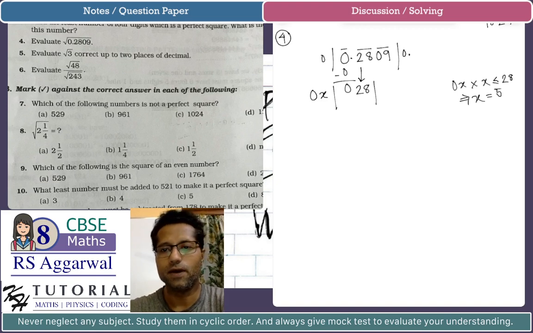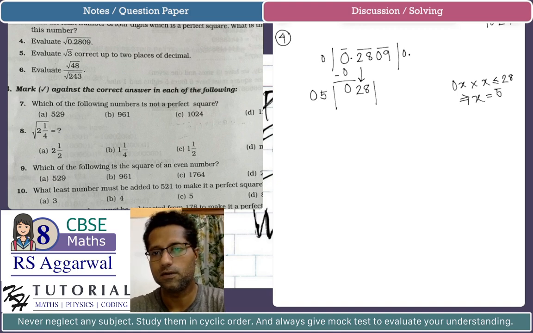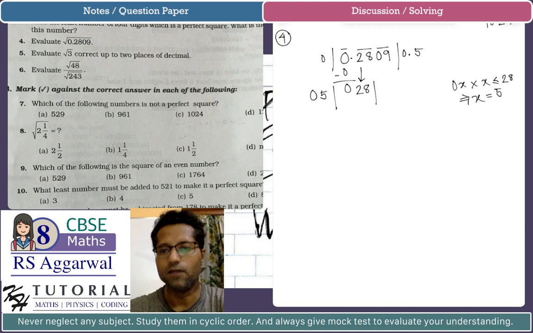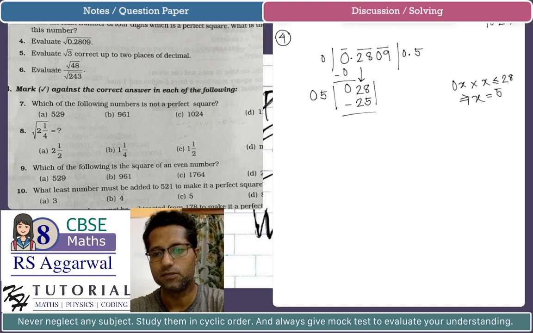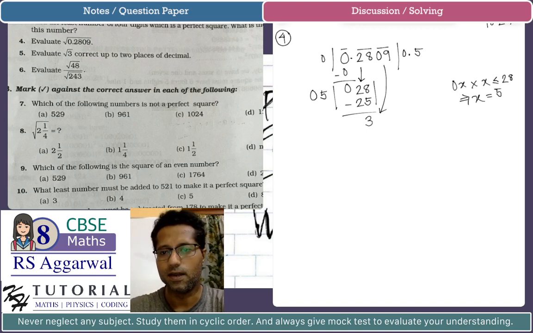So x will be 5. I am rubbing x and putting 5, and the 5 will also get appended to the quotient. So I have 5 over here, and 5 multiplied by 5 is 25. I subtract 25 from the current dividend, and I get remainder 3. Now I have more periods left. I have 09 left. I will bring down the next period, that is 09, and append it with the remainder 3.